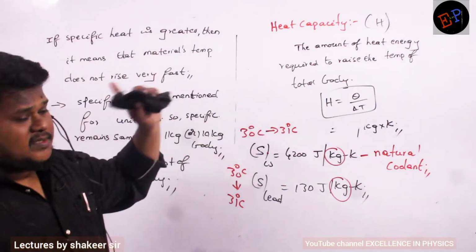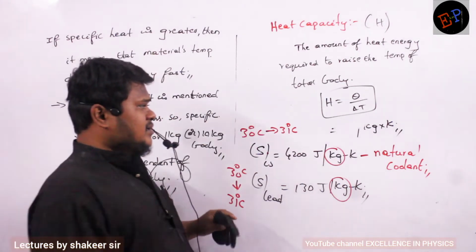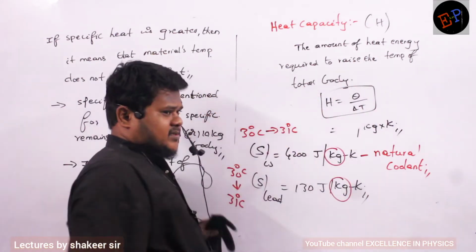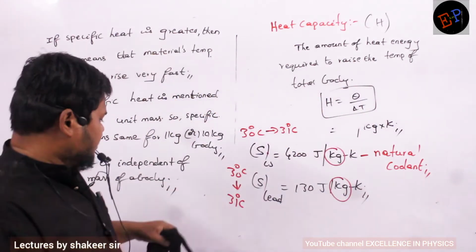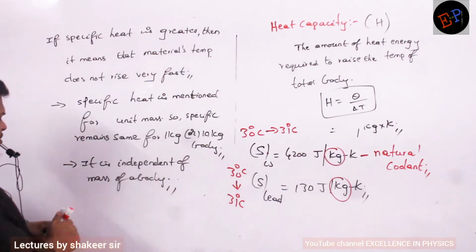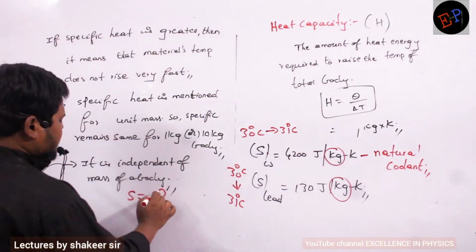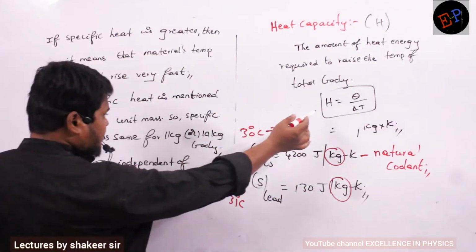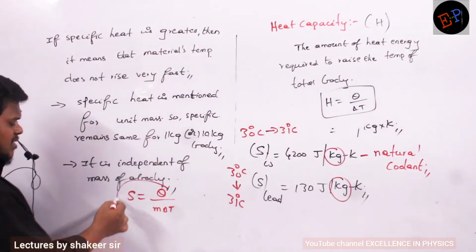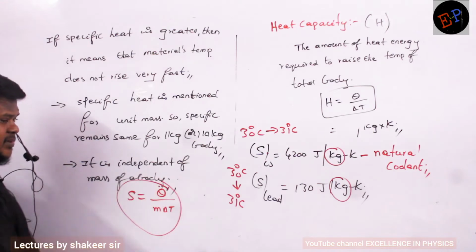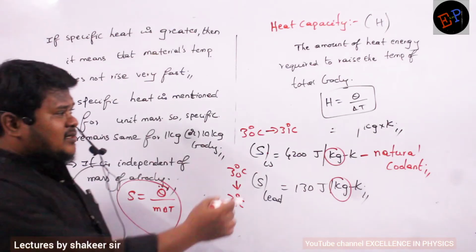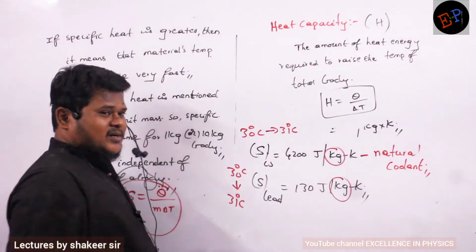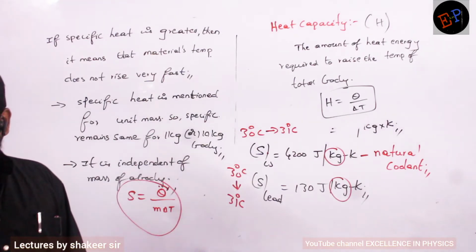But heat capacity is a different concept. See, ma, here in the formula you don't see any mass. But specific heat, how have we written it? We have written S is equal to Q by M delta T, no? So what is the difference between these two equations? Here mass is present, but still it is independent of mass. Here there is no mass, but it is dependent on mass. How is it dependent? Let us see.